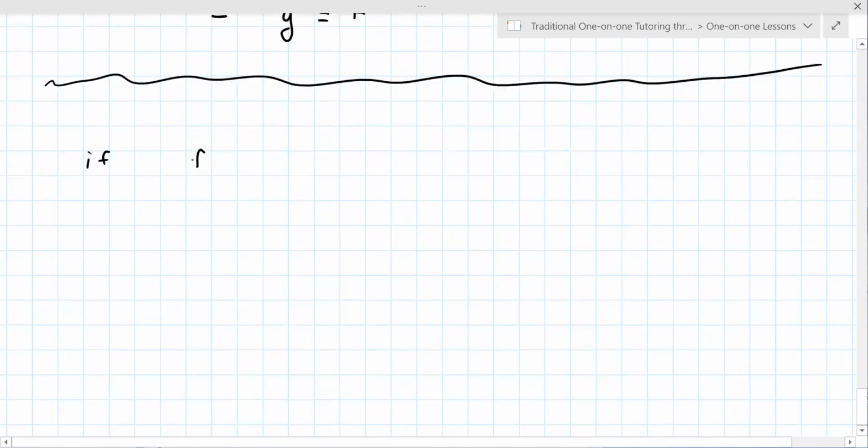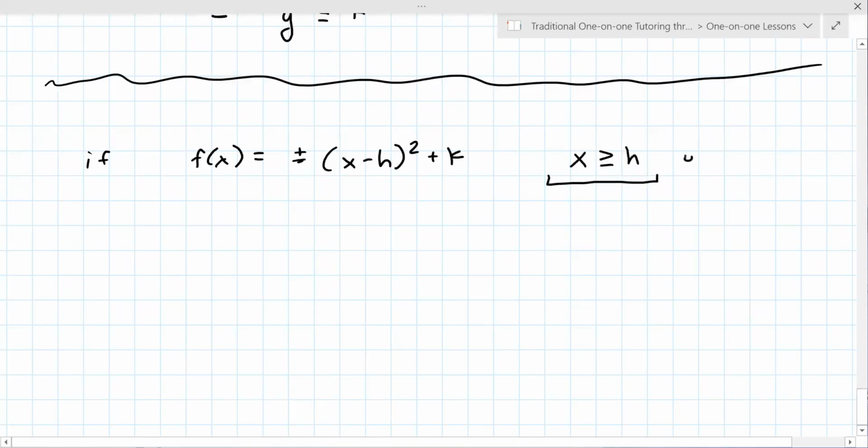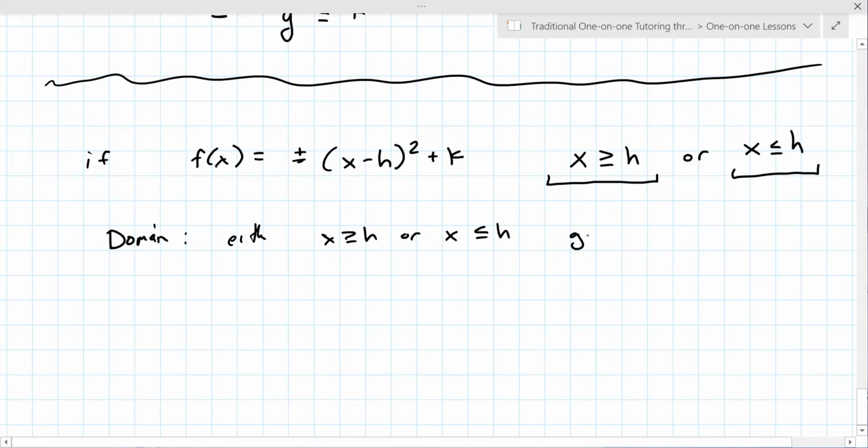So if f of x equals x minus h squared plus k, and there could be a plus or a minus here, all right? They generally have to tell you that x is either greater than or equal to h, or that x is less than or equal to h. There's two possibilities when you have this, so they have to give you that. So the domain is either x greater than or equal to h or x less than or equal to h, but it's given. It's always given.